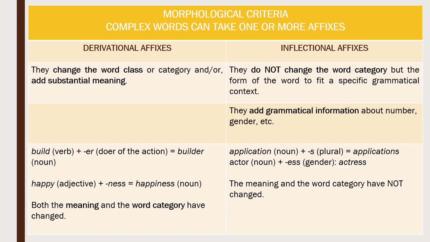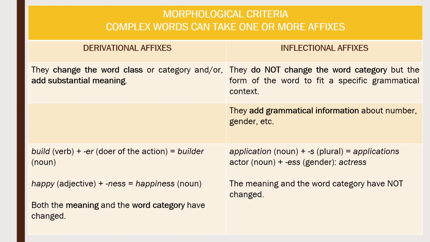Now, let's have a look at some examples. If we have the verb build and we add a suffix, in this case er, we change the base, which is a verb, build, into a noun, builder. On the contrary, if we have a noun such as application and we add the suffix s, that suffix is an inflectional suffix because it adds information about number, in this case, plural number.